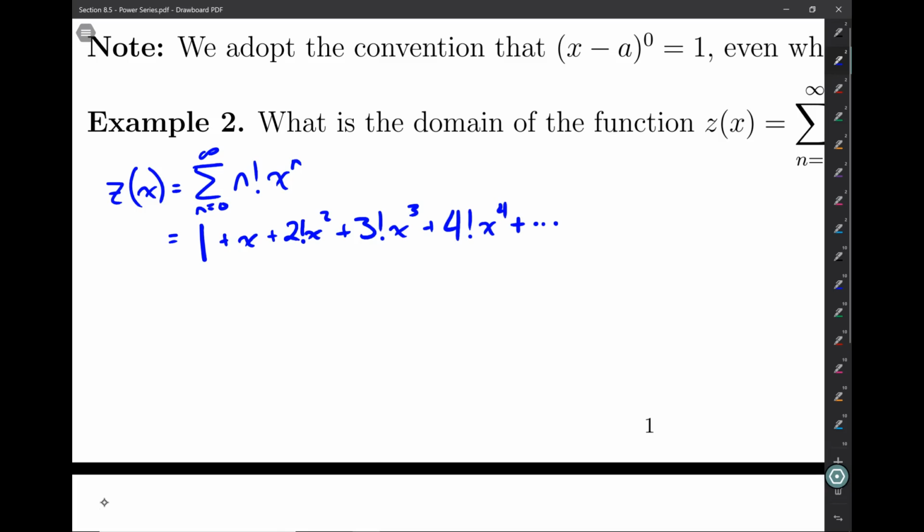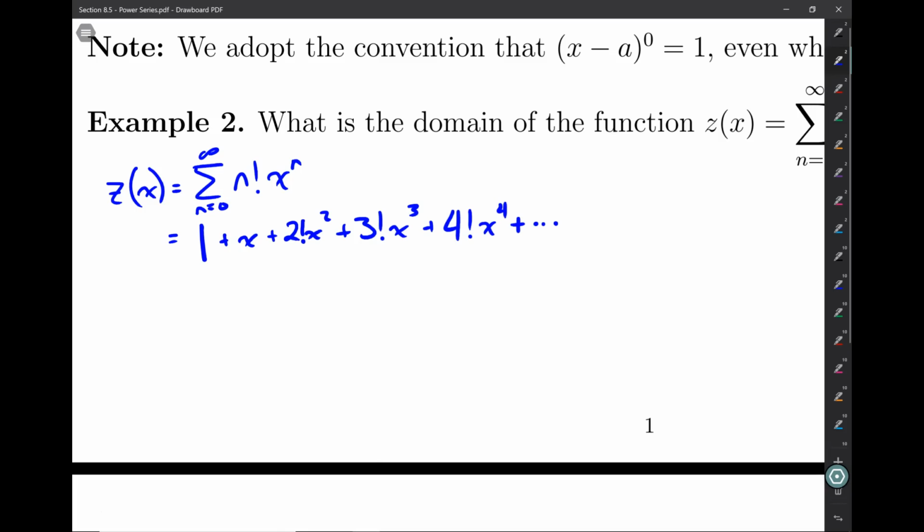So here's another view of the same sort of function. Let's try to find the domain of this. We're trying to figure out what values of x lead to this being a convergent series. Now for the previous example, we noticed that we had a geometric series, so we were able to determine convergence using the geometric series test. But here we don't have a geometric series, we have some other series.